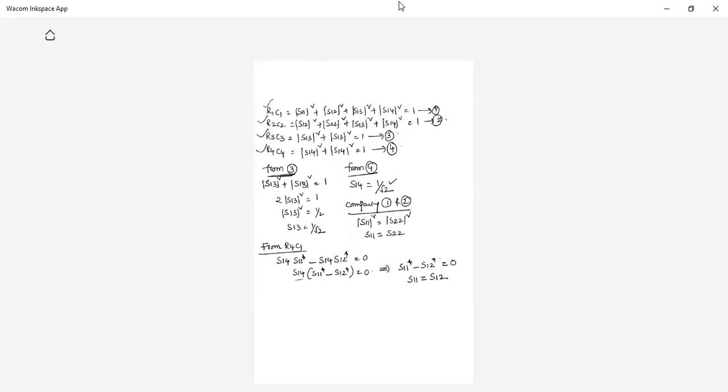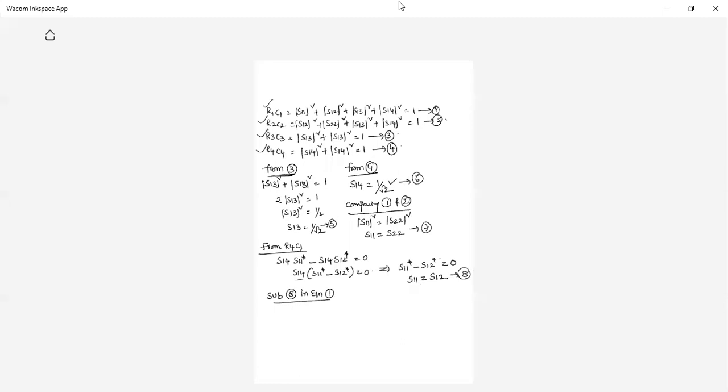Let us consider that we have completed up to 4. Let's name this as 5, this as 6, this as 7, this as 8. And now substituting S11 is equal to S12 that we got. If I substitute 8 in equation number 1, what am I going to get? Instead of S12, you have to write S11.